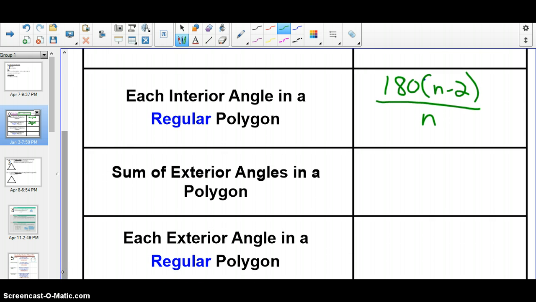All right, then the exterior angles: the sum of the exterior angles in a polygon is every time 360. And if you wanted the measure of each exterior angle in a regular polygon, you would just take 360 and divide it by the number of sides. Okay, so fill those in on the back of your vocab. You might reference those in this chapter in your homework.